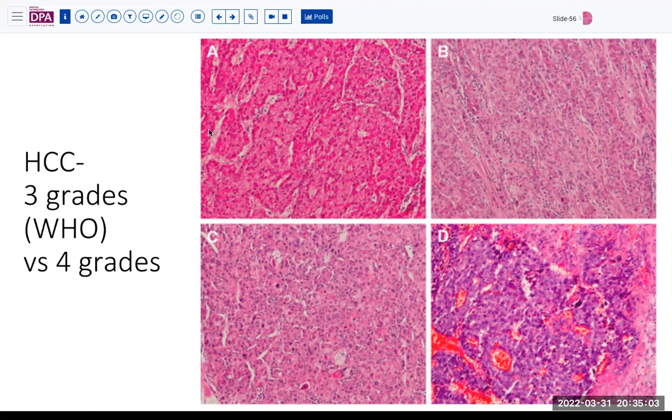4 grade systems are a little bit more challenging unless there are very well-defined distinctions, and I'm not confident that these are really well and easily applied. But I think we can tell the difference between the low-grade, well-differentiated tumors and the very high grade, poorly differentiated tumors, and leave the ones in the middle in that grade 2 category.